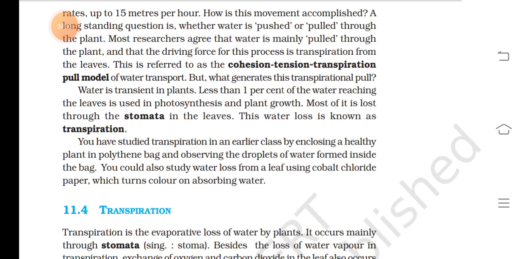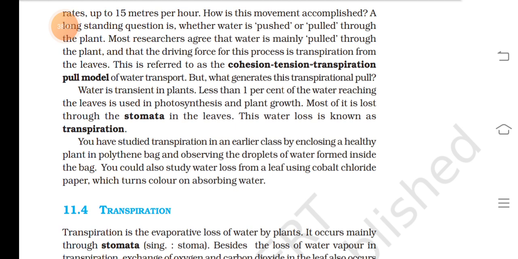But what generates this transpiration pull? Water is transient in plants. Less than 1% of the water reaching the leaves is used in photosynthesis and plant growth. Most of it is lost through stomata in the leaves. This water loss is known as transpiration.